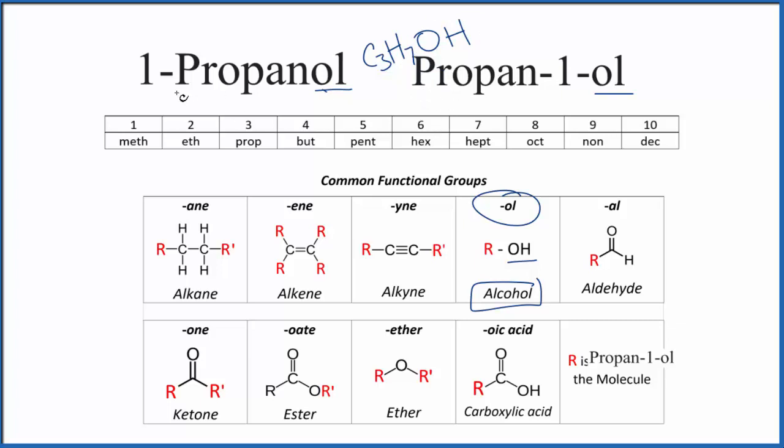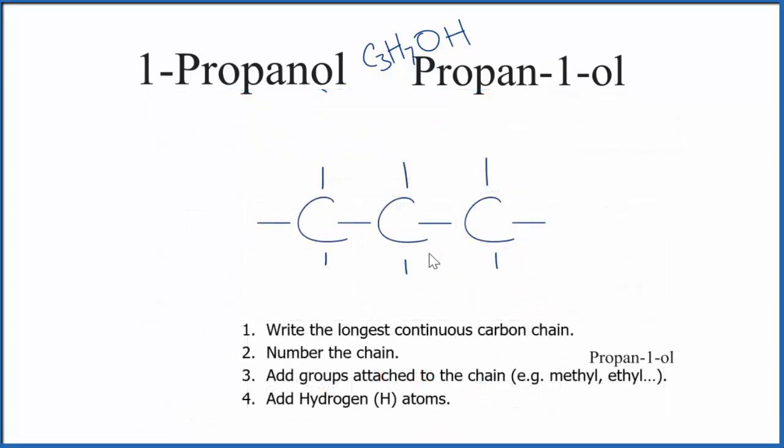If you look at prop, that means 3. So we have 3. That's going to be the longest carbon chain. So we'll have 3 carbons. In one of them, we'll have an OH group. That OH group is going to be on the first carbon. So here's a chain of 3 carbons.